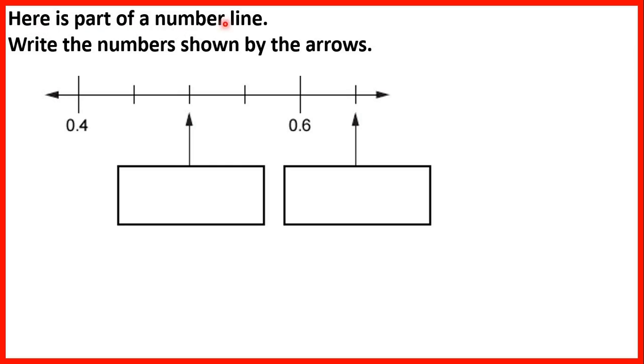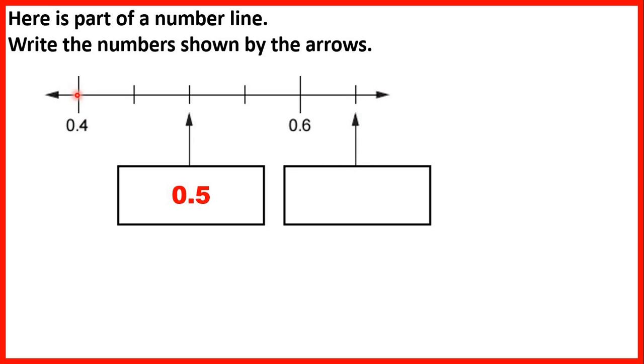Here is part of a number line. Write the numbers shown by the arrows. So we have 0.4 and 0.6 labelled, and our first arrow is right in the middle of those, so this will be 0.5. But now we need to find the value represented by this arrow here.